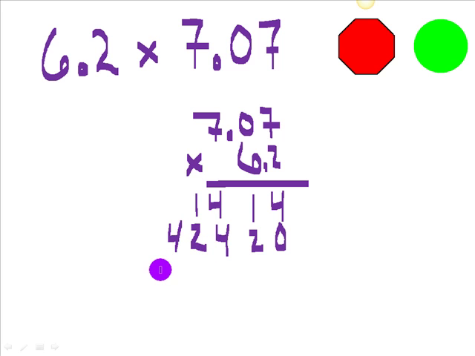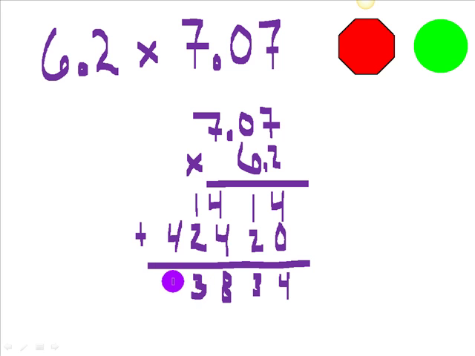So my numbers are all lined up. And now I come in and I add. So I have 4. I have 3. I have 8. 3 and 4. And I look, I have 1, 2, 3 numbers that are to the right of the decimal. So I go 1, 2, 3, and I add my decimal. And my answer is 43.834.